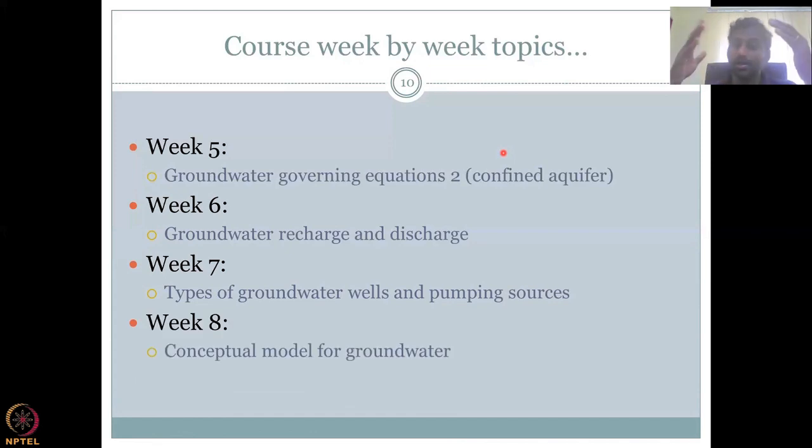In week 8, with all these understandings from the previous weeks, we would construct a conceptual model for groundwater. A conceptual model is something that can explain the processes visually. So if you have the equations, if you have the types, etc., on paper or in a report, it is not as clearly driving the message, but an image which captures all these aspects can be used as a conceptual model. And those models are the base for groundwater models, where you need to first create the conceptual model and then the groundwater model is run.